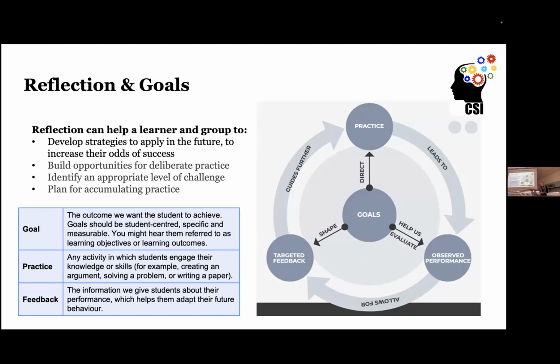Reflection and goals as well. Last time in one of the seminars here, I talked about goal setting, so we'll build upon some of the ideas from that presentation too. Reflection can help a learner or a group to develop strategies to apply in the future to increase their odds of success, help them build opportunities for deliberate practice, and identify the right level of challenge as well. There's a sweet spot so that it's difficult enough that you're motivated. There's a challenge associated with it, but it's not so difficult that it's overwhelming or that it can't be accomplished for where your skill is at right now.